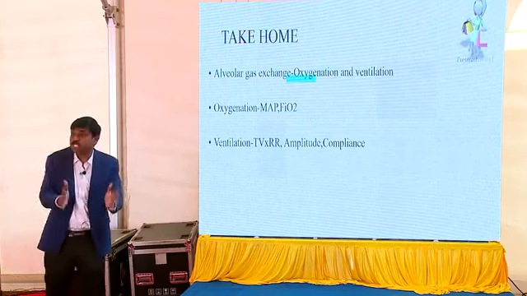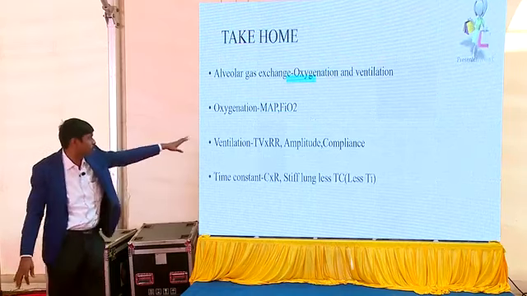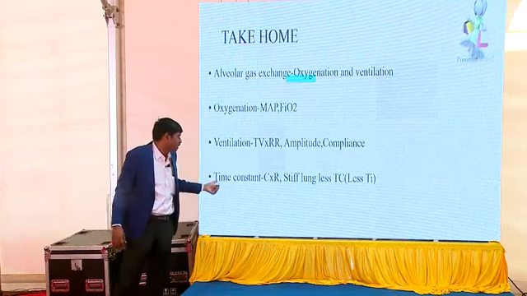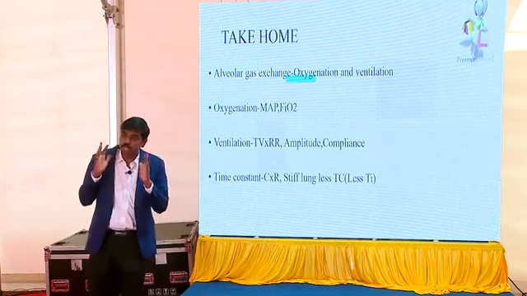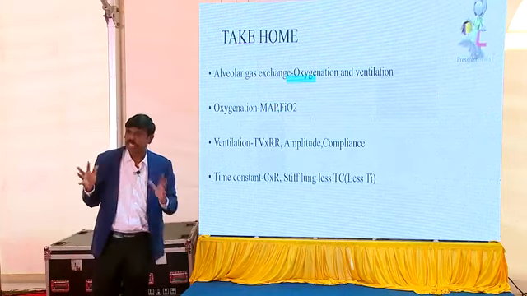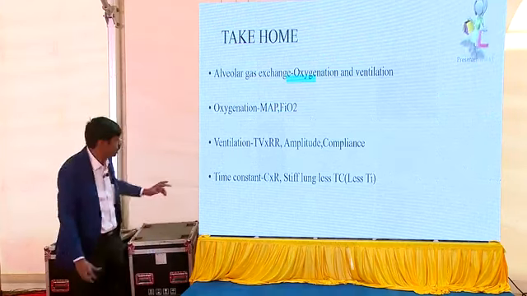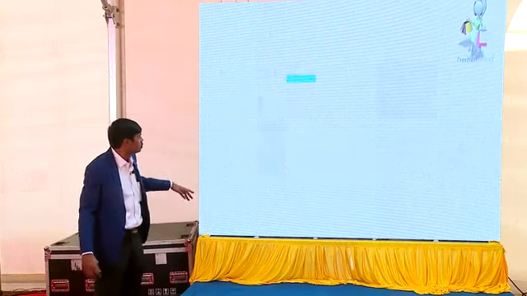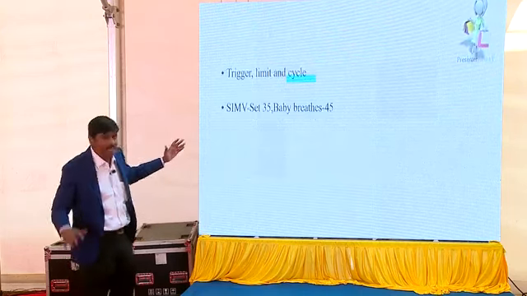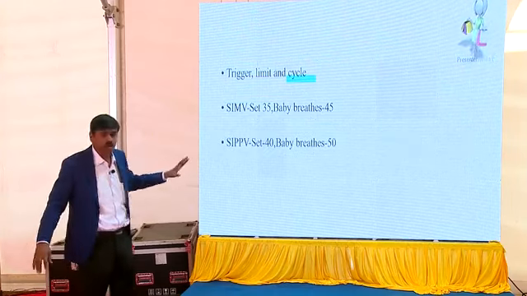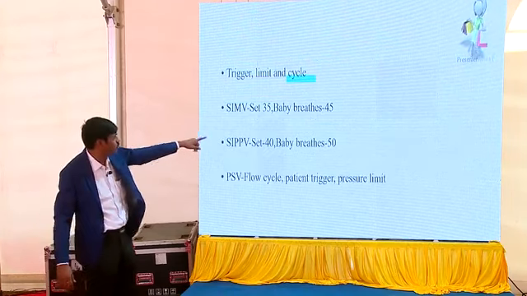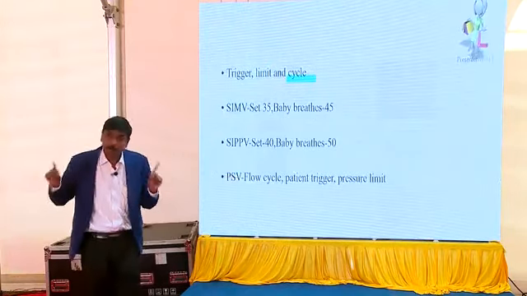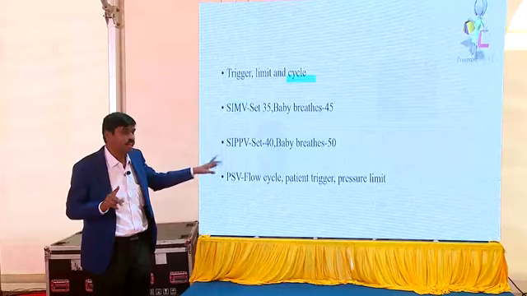That's what you have: oxygenation separate, ventilation separate. Oxygenation is MAP and FiO2; ventilation is tidal volume and the respiratory rate. Time constant, like I told you, depends on compliance times resistance. A stiff lung means a lesser time constant, so keep a lesser TI. I told you about trigger, limit, cycle. In SIMV, not all the breaths are supported: of 35, the baby is going to have 10 which are not supported. PSV is flow triggered and pressure limited.